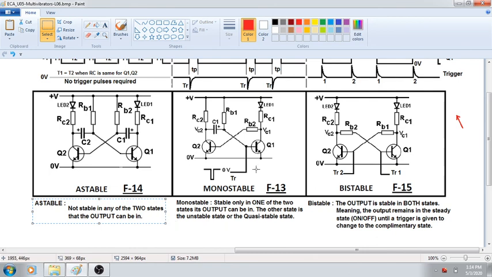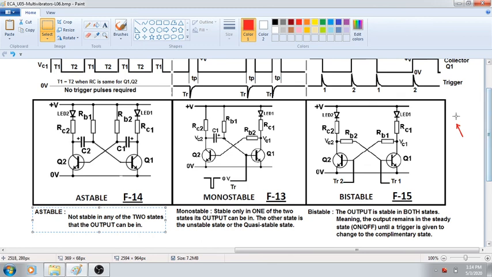Now before concluding, let us go through these points and then we can call it a day for today. Now astable multivibrator, not stable in any of the two states that the output can be in. Monostable, stable only in one of the two states its output can be in. The other state is the unstable state or the quasi-stable state. Bistable, output is stable in both states. Okay, that is how you have to understand.